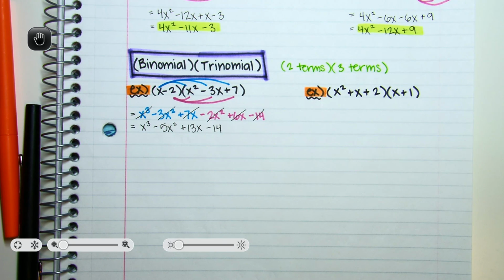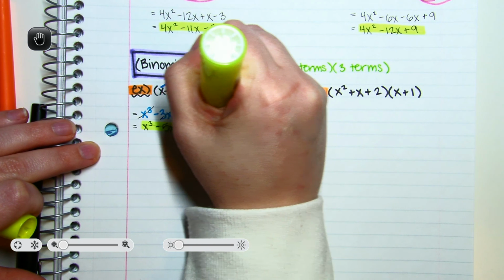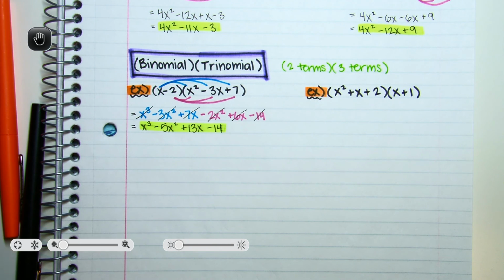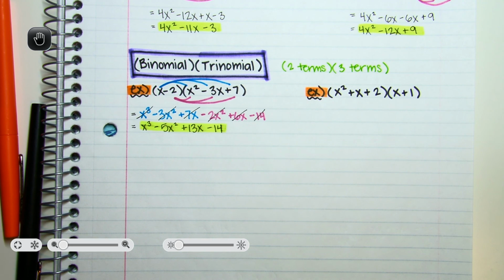And that's my answer. Some people like to underline it. I do sometimes, depending how many terms it is. But I always do something to indicate so I know what I've used so far, because otherwise I usually end up missing a term, which you don't want to do.